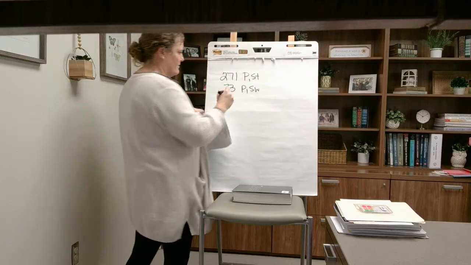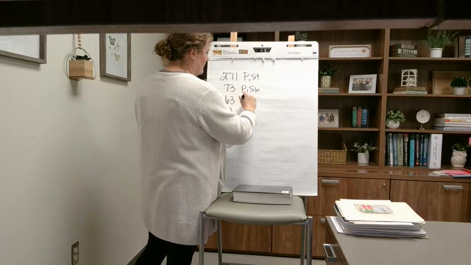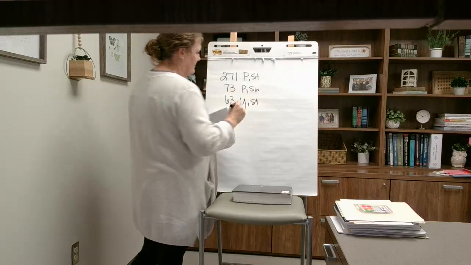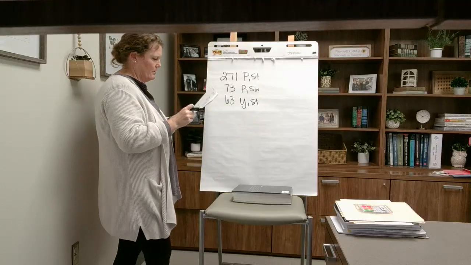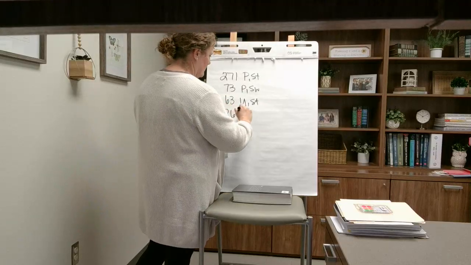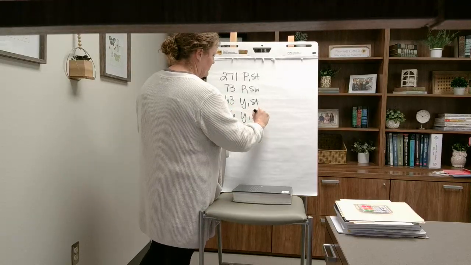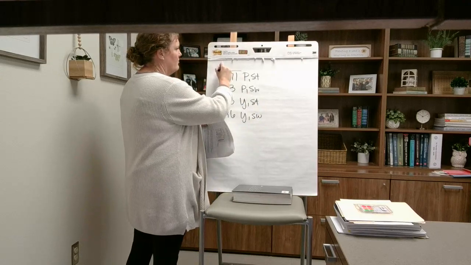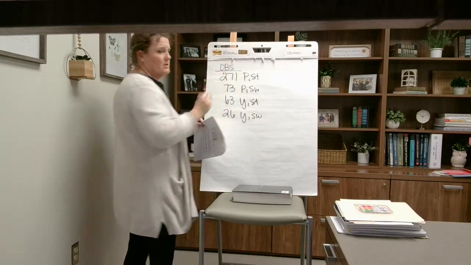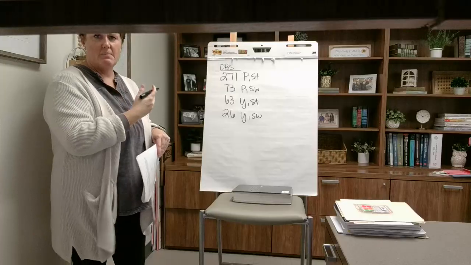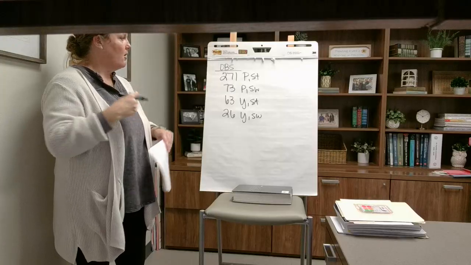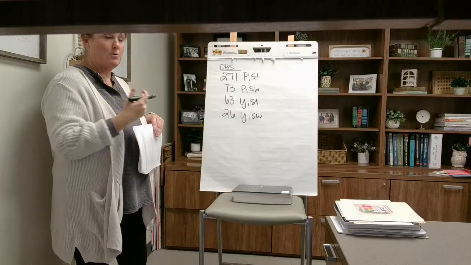There were 63 yellow and starchy, and there were 26 yellow and sweet. So once again, these numbers here are my observed. They always give me my observed values. Our first step would be to total.